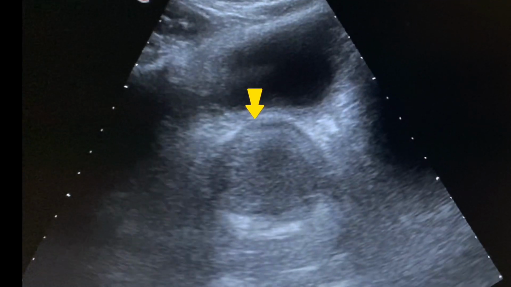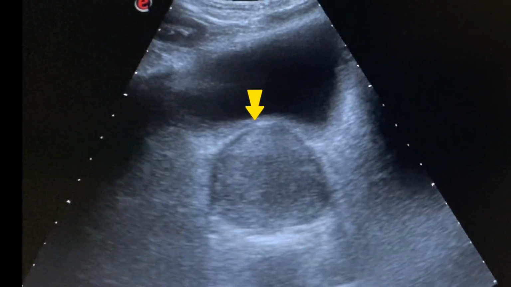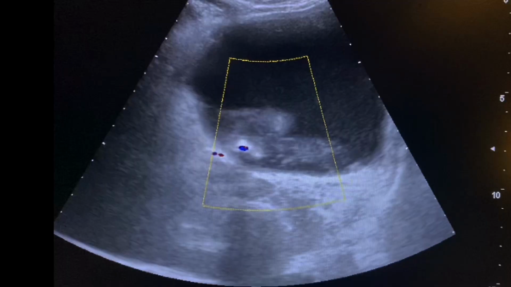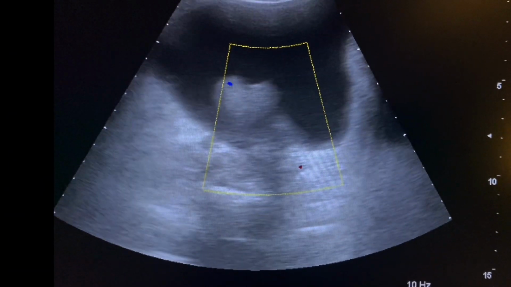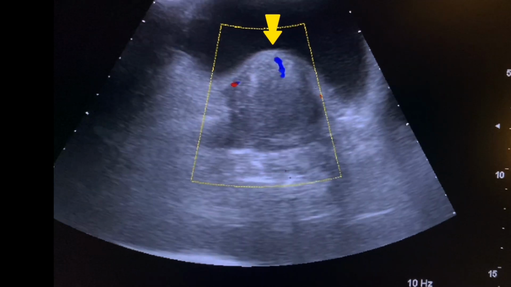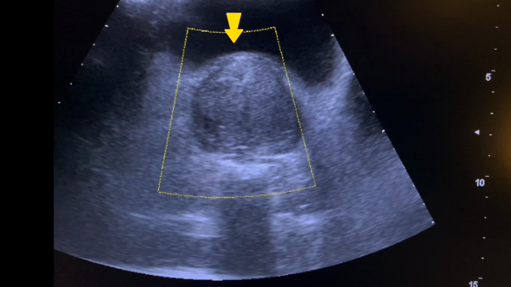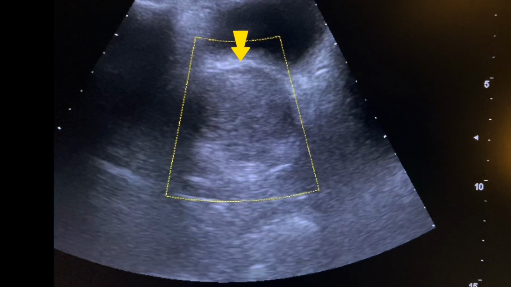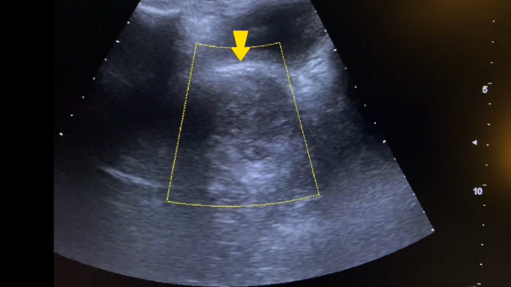Here we see a well-defined, approximately oval-shaped prostate. On color Doppler, we see minimal flow. No mass lesion seen in the prostate.